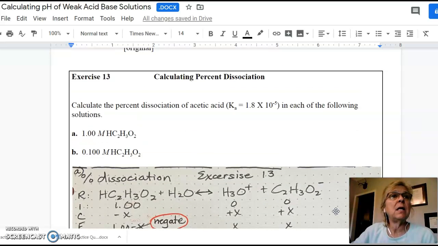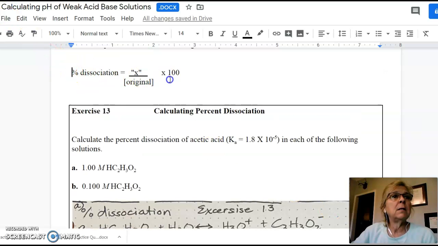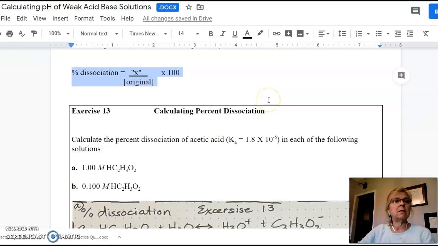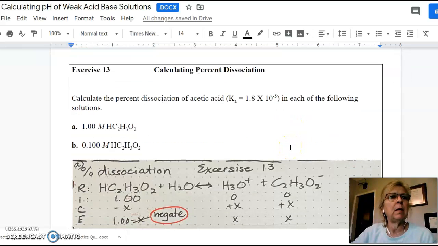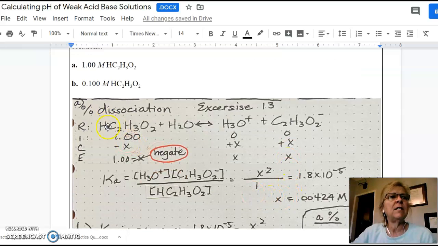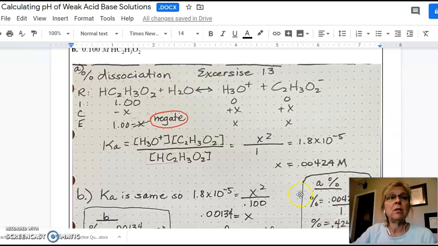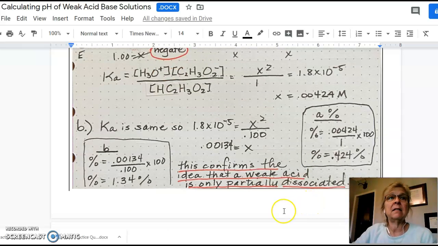So we're going to use the format, and the format is written right up here: the percent dissociation is equal to X, in other words, the hydrogen ion concentration, over the original concentration, times 100. And I did that for A and B in this problem here. So for my percent dissociation, I have the dissociation equation, I have the original concentration, I have the change in those concentrations, and then I have the equilibrium value. So I write my Ka expression, and I go ahead and plug my numbers in, and I'm able to then solve for X. In this case, 0.00424, which is 3 significant figures.